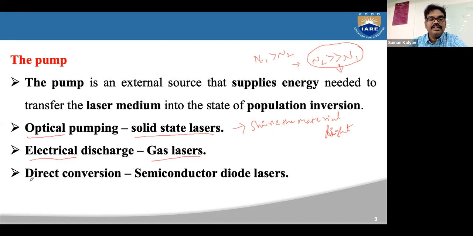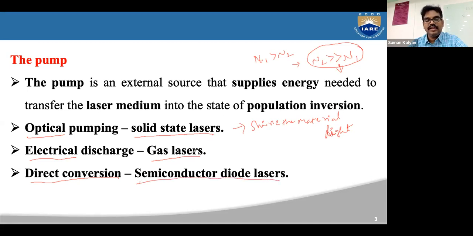There is another method which is called direct conversion. In the direct conversion method, the electrical energy is converted into optical energy. This electrical energy is directly converted to optical energy, and that is then used to get the atoms to a higher energy level. This direct conversion method is used in semiconductor diode lasers.